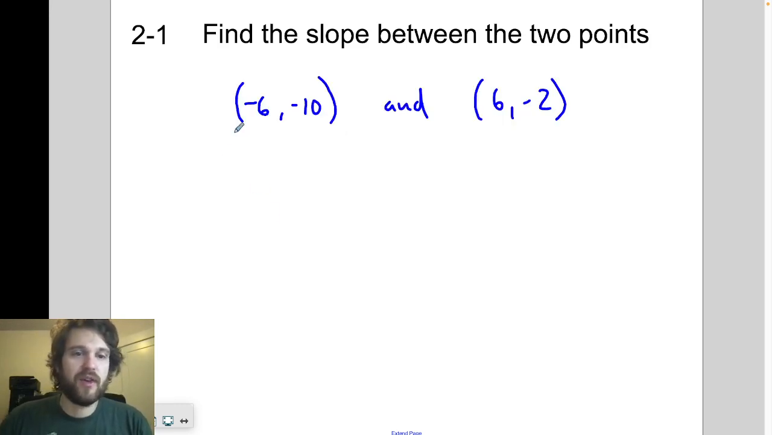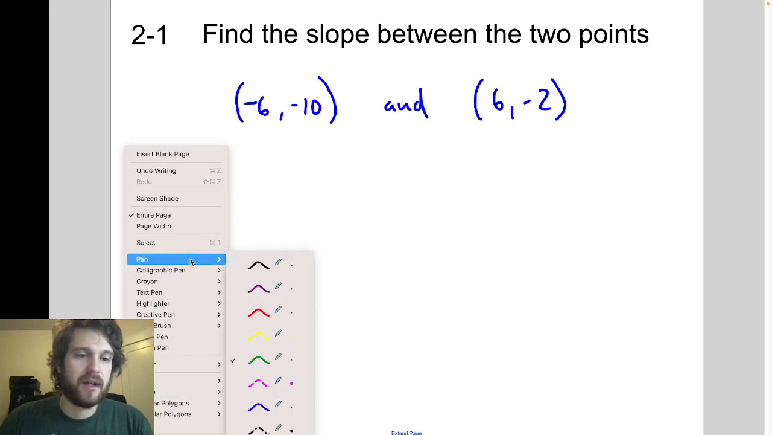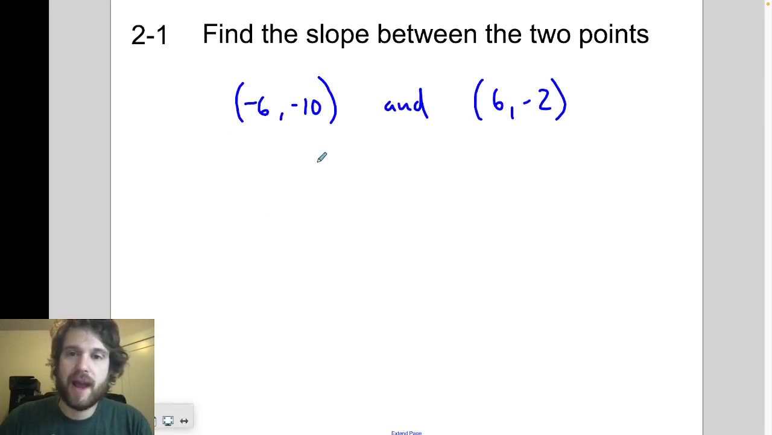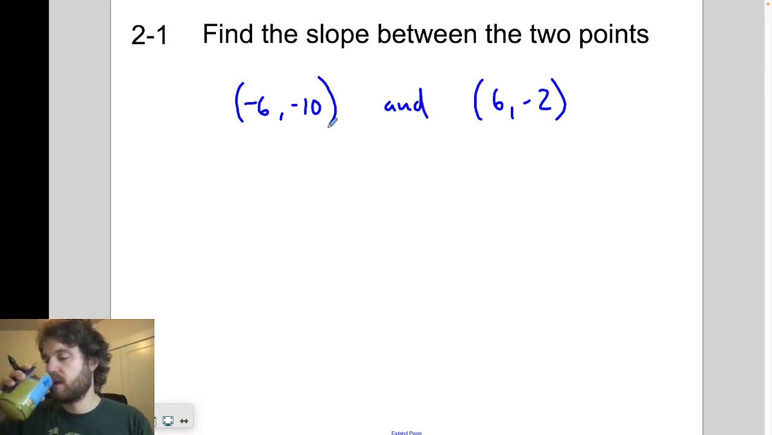Okay, what if I give you a line like this, or 2 points like this, and there's no graph, and I say, or maybe the numbers are really big, and you have to calculate, and you can't use a graph paper.